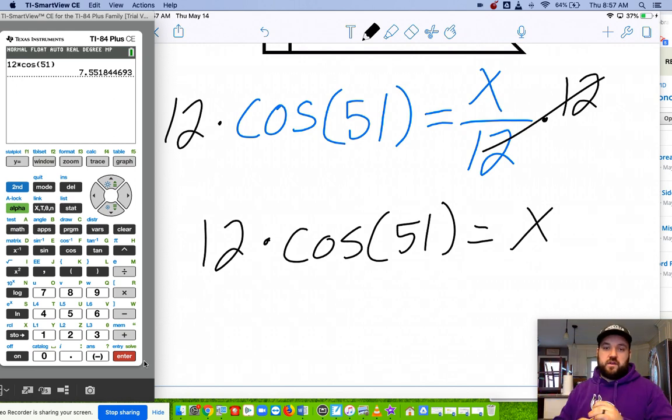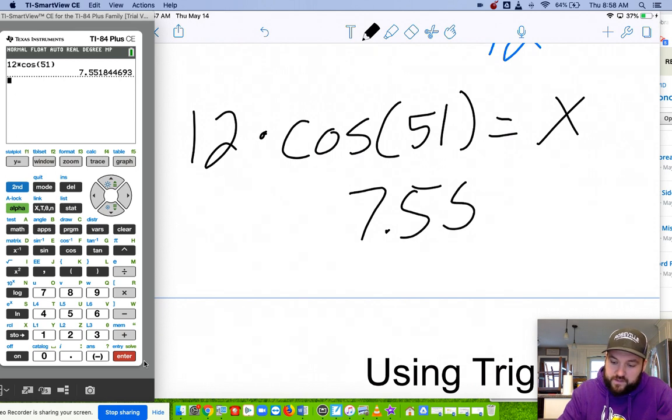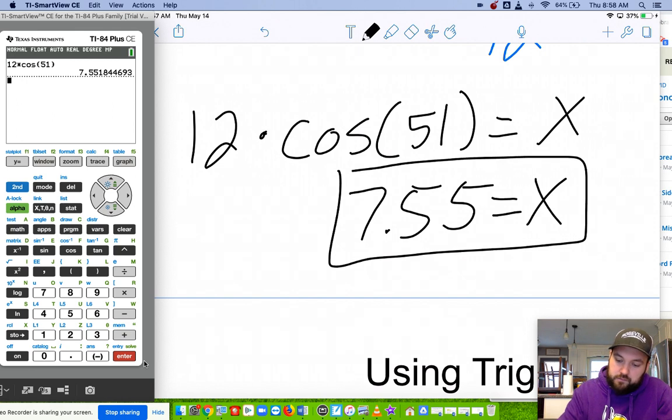Again, as far as rounding goes, most of the time with sides, you would round to the hundredths place. But I don't want to say most of the time, because it depends on the situation. I'm just going to round to the hundredths. So 7.551 would round to 7.55. That is the length of the missing side.